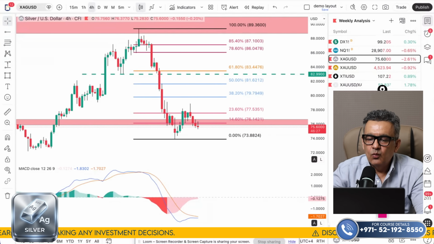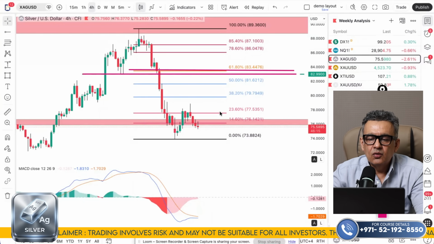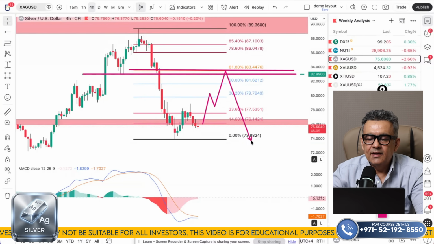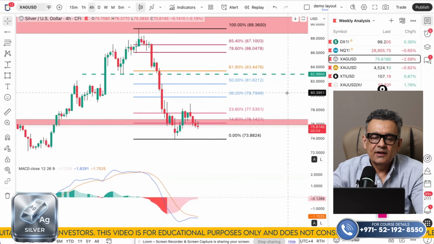So I'll be waiting for the entry around 61, and this is also a structural level here. So 82.99, that is 83 to 83.4, is the zone to look for a sell entry, and I'll be selling around this level, and I'll be targeting 66 to 69 as the next target here.